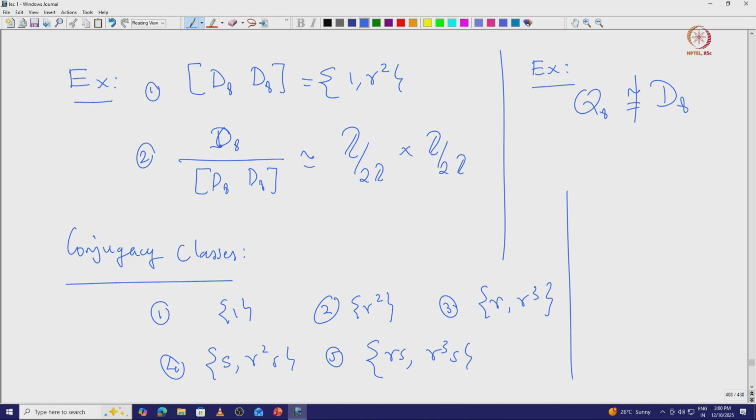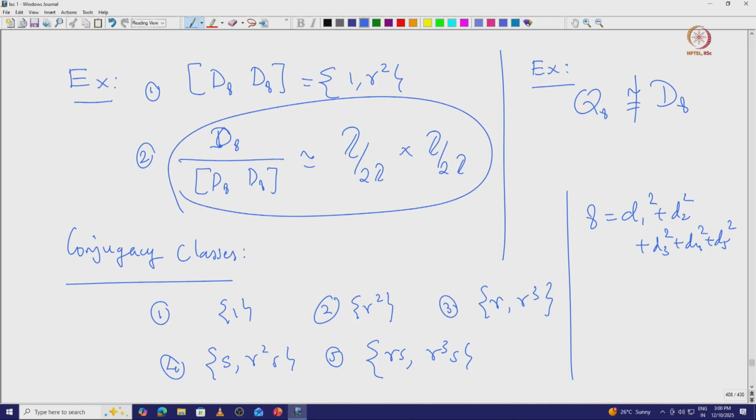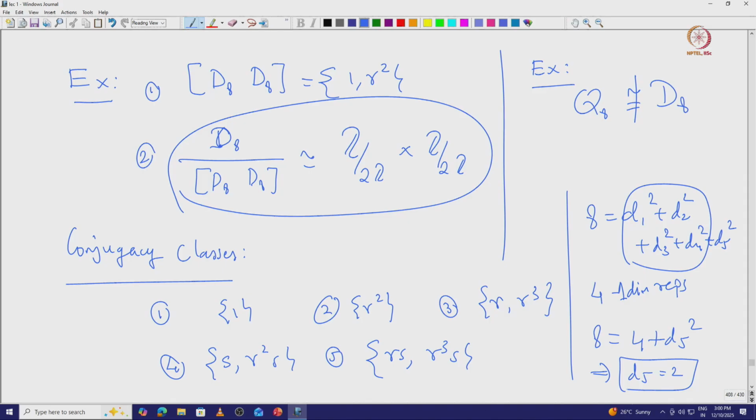We can again go back to that equation: d1 squared plus d2 squared plus d3 squared plus d4 squared plus d5 squared equals 8. Now, since the quotient by the commutator is isomorphic to Z modulo 2Z cross Z modulo 2Z, we have 4 one-dimensional representations. So these are all 1, 1, 1, and 8 equals 4 plus d5 squared. That would imply that d5 is exactly 2. So, we have 4 one-dimensional representations and 1 two-dimensional representation as before.